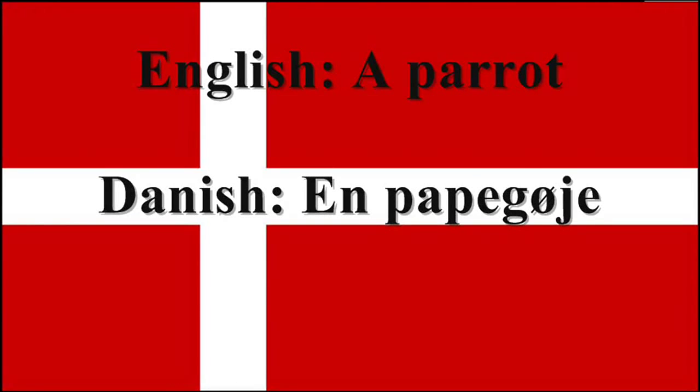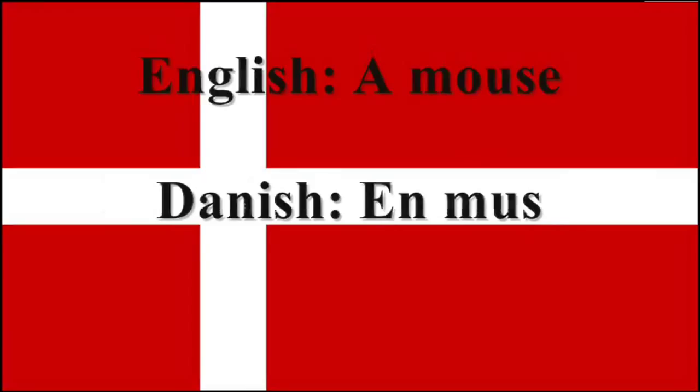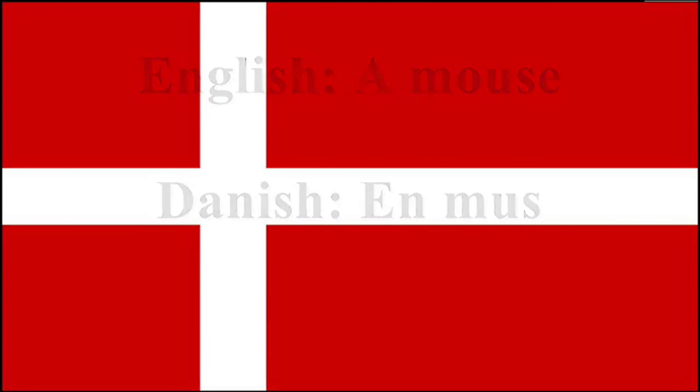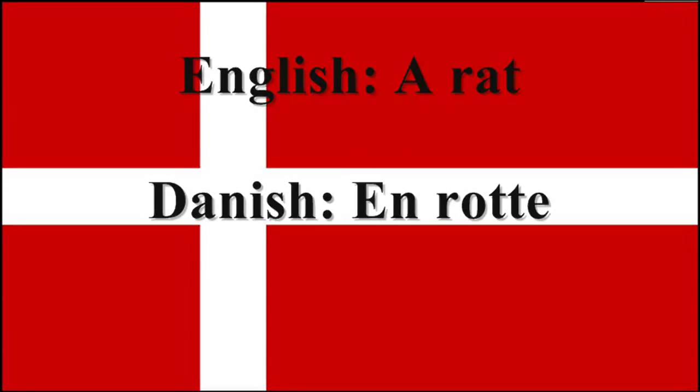The next word is a parrot. In Danish it is called en papegøje. A mouse. In Danish we call it en mus. A rat. In Danish it is called en rotte.